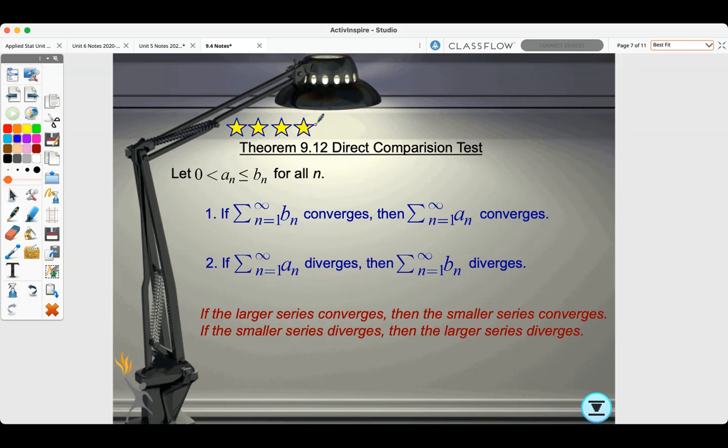So this is kind of like the squeeze theorem. You want to compare these in the correct order. And you want to pick something to compare them to. Have the inequality in the correct order and pick something that you know diverges or converges to compare it to.